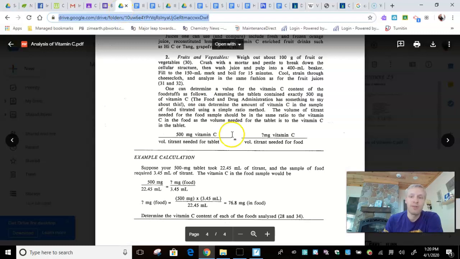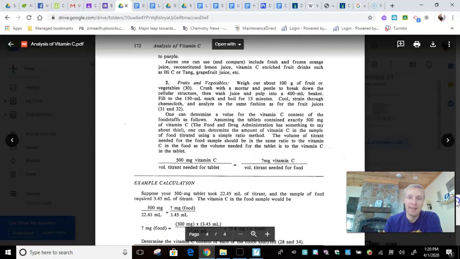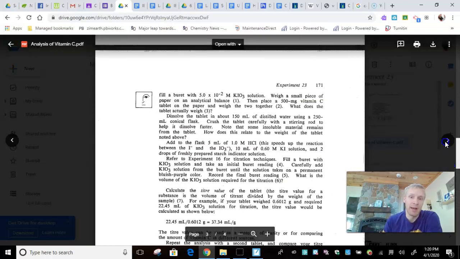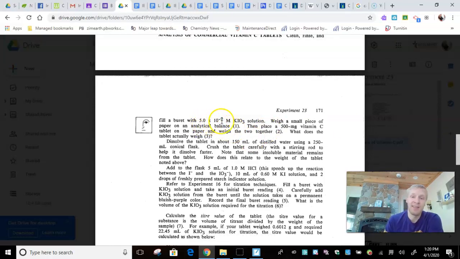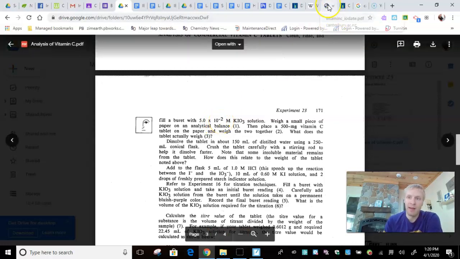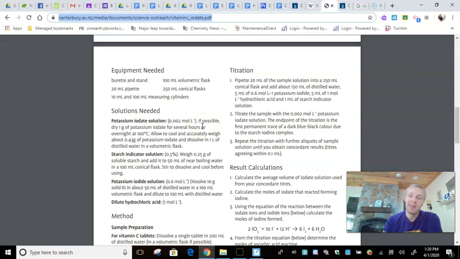One of the resources is the actual lab that we do in class, entitled Analysis of Vitamin C. It's the same lab. We started with potassium iodate at 5 times 10 to the negative 2 molar, although I got another lab resource that you can pull from, which uses 0.002 molar potassium iodate. Both are fine. It doesn't really matter. The main thing is you need the concentration of the potassium iodate to be significantly smaller than the concentration of the potassium iodide, the KI solution. That's the main idea.